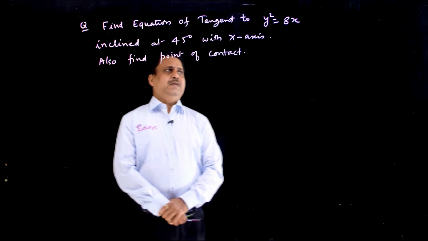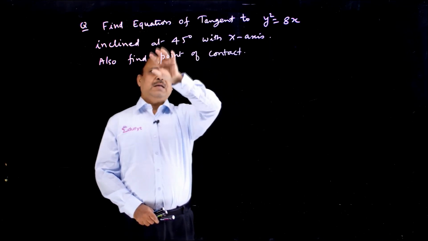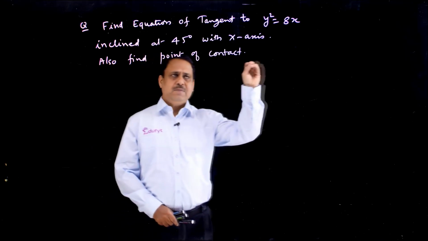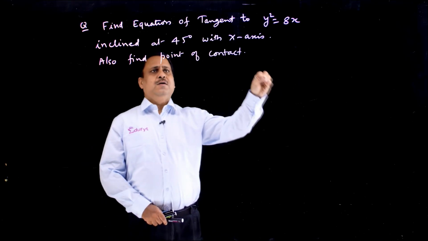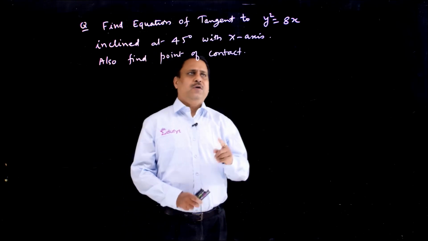Find the equation of tangent to y square is equal to 8x. The parabola is given, inclined at 45 degrees with the x-axis. So some condition will be given. Either the tangent is passing through a point, or tangent inclined means the slope of the tangent is given. Also find the point of contact.